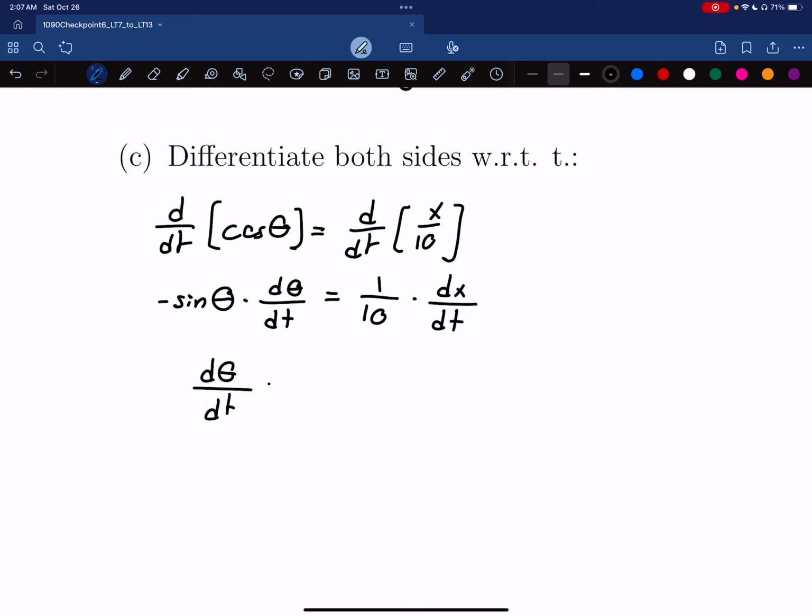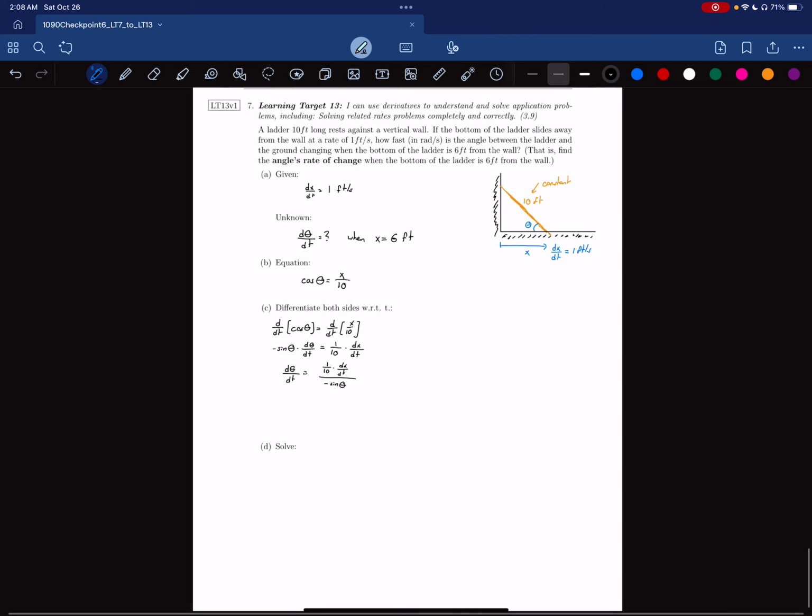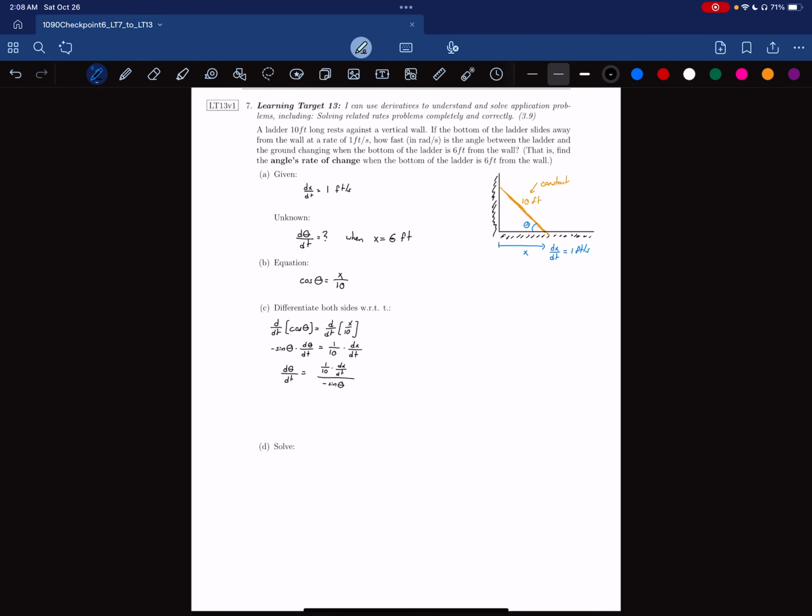This isn't too bad. We're just going to divide by negative sine theta. So we'll have 1/10 times dx dt all over negative sine theta. Maybe thinking now, what can we do with this sine theta? Now, sine theta is going to be a constant value because we don't have anything changing with respect to t.